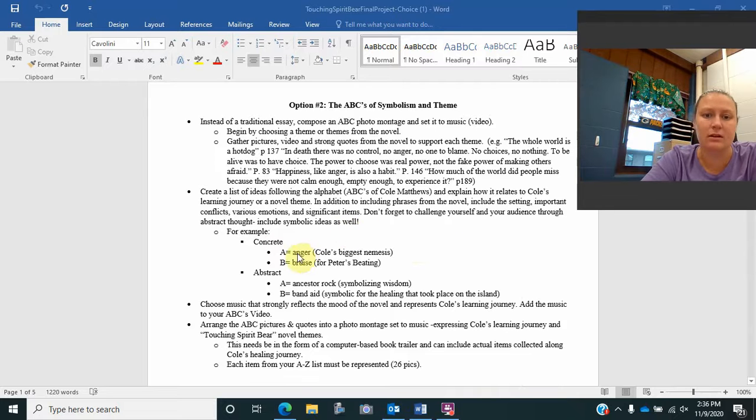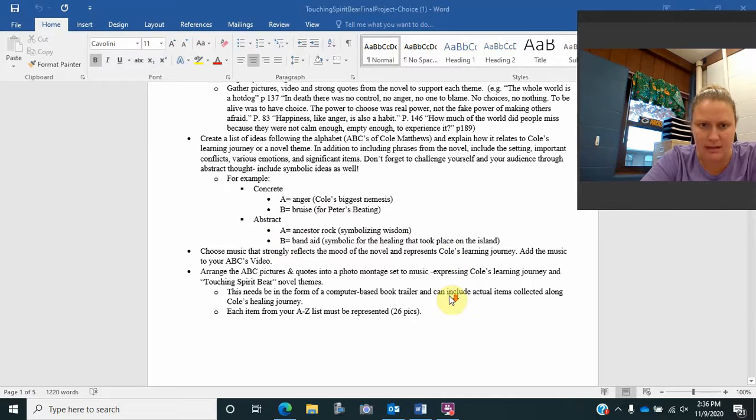So, examples: concrete, A equals anger. Okay, Cole's biggest nemesis. B equals bruise for Peter's beating. Abstract, A equals the ancestor rock, symbolizing wisdom. B equals Band-Aid, symbolic for the healing that took place on the island.